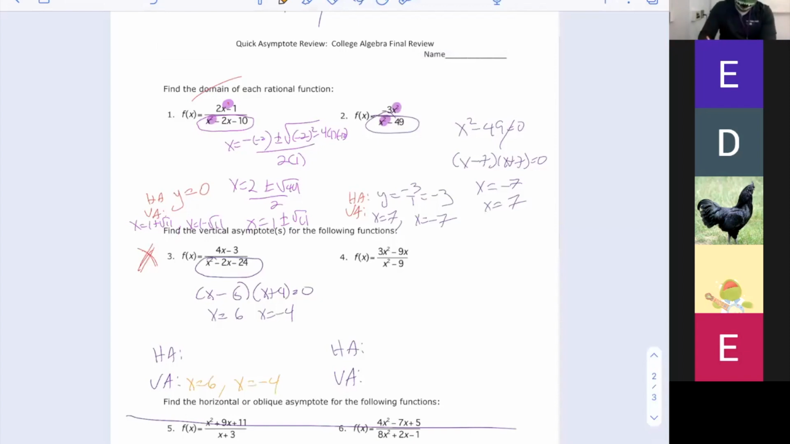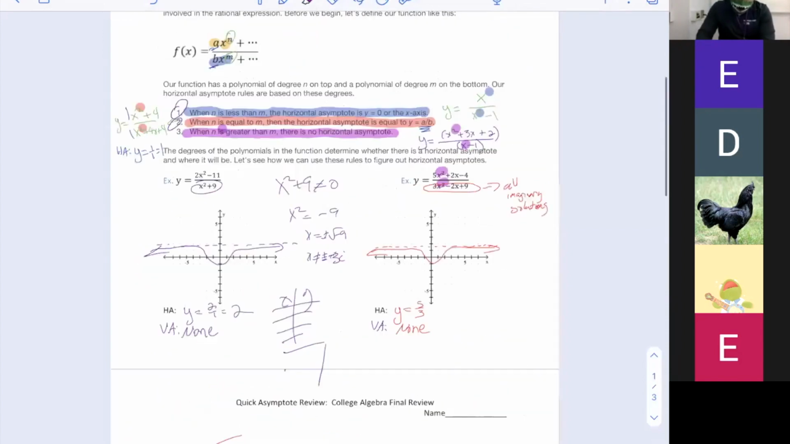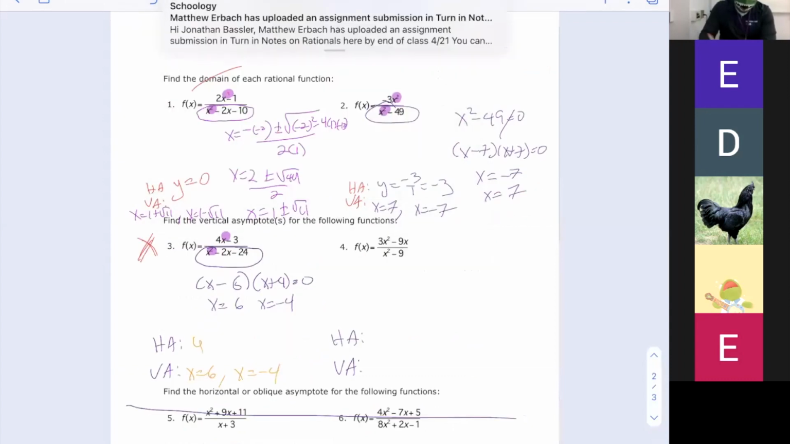All right, now for horizontal asymptotes, we have to pay attention to the exponents. So this is to the first power, this is to the second power. Let me go back up here. When n is less than m, the horizontal asymptote is y equals 0. Oh, okay. So I don't really have to do anything. I just have to write down y equals 0.